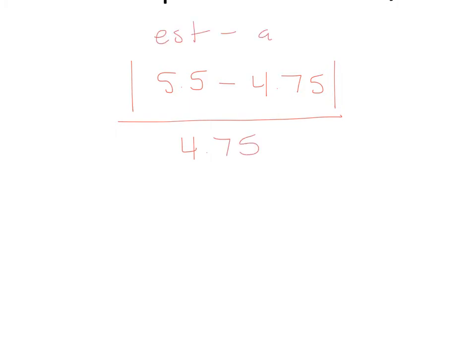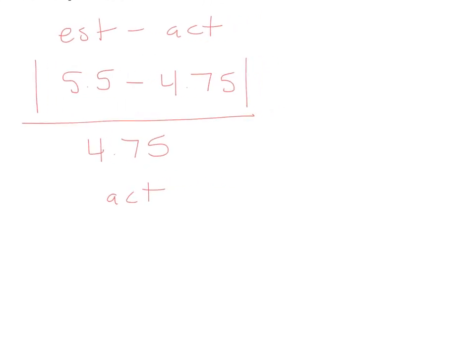All right, so absolute value, start with absolute value. And we're going to take what we thought it was, which was 5.5, minus the actual 4.75 in absolute value. And we're going to divide that by the actual. Okay, so again, take estimate minus actual, and then put the actual on the bottom. Okay? All right, so now absolute value of, take 5.5 minus 4.75 and get 0.75 divided by 4.75.